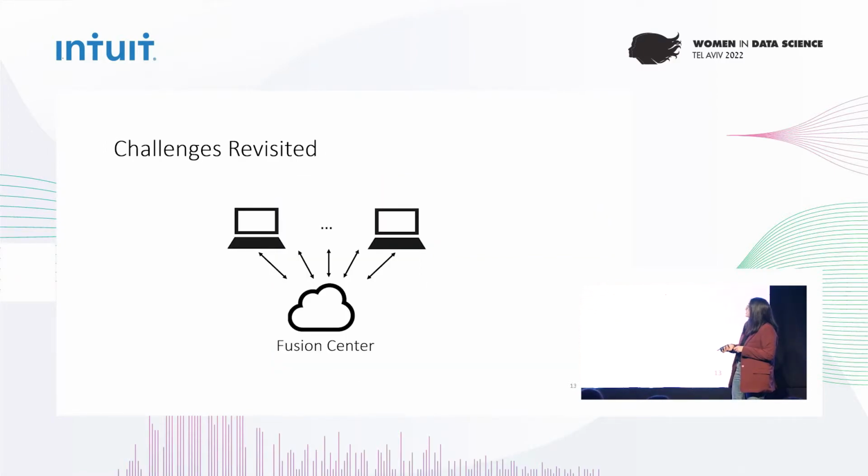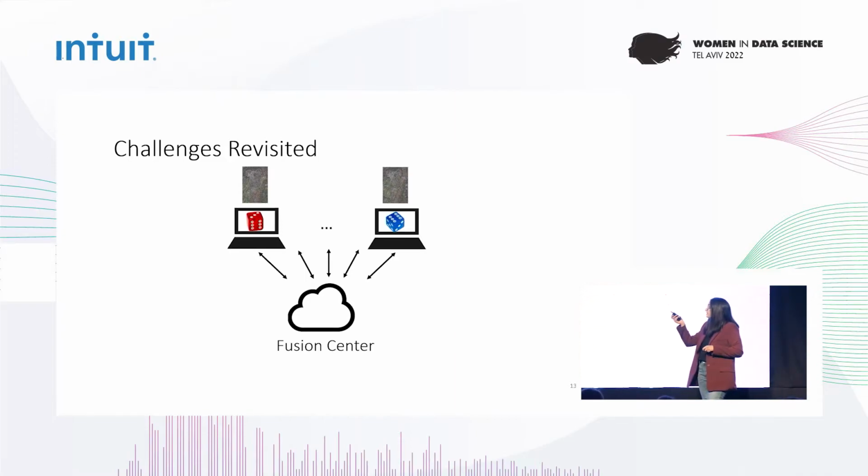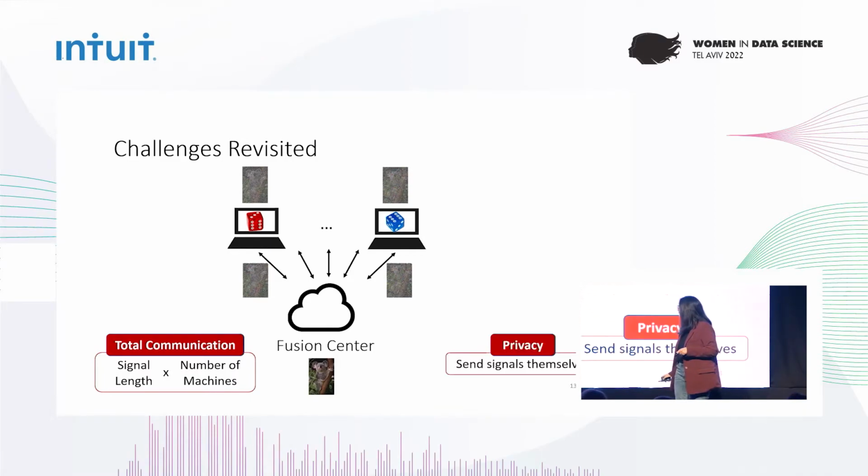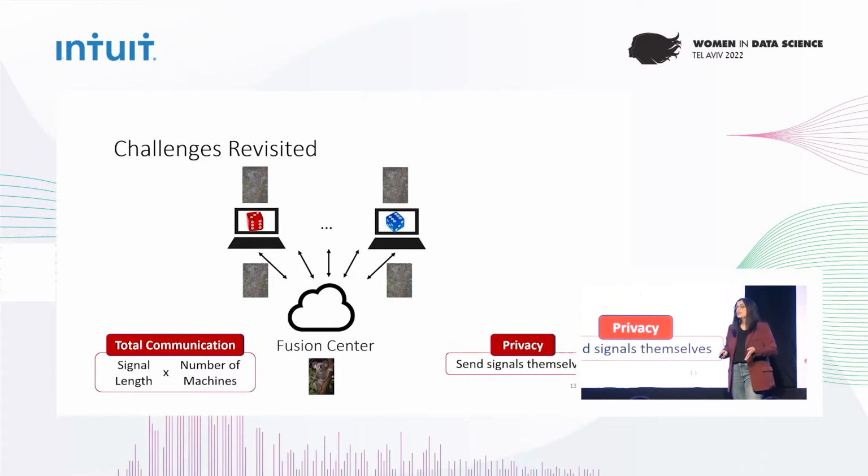So let's look at our challenges again. So like I said, each machine sees a different sample of the image. And the goal is to output a reconstructed image. We don't have labels like we had in our example, that was just to get the point across. So if we were to send the images themselves to be averaged, then the total communication would be very high. It would be the signal length, which is the number of pixels in the image, times the number of machines. And this can be a really high number. And also in terms of privacy, we have to send the signals themselves to be averaged. So this is not private.